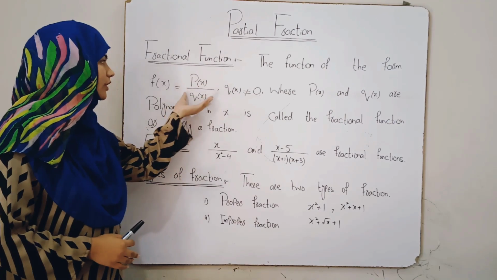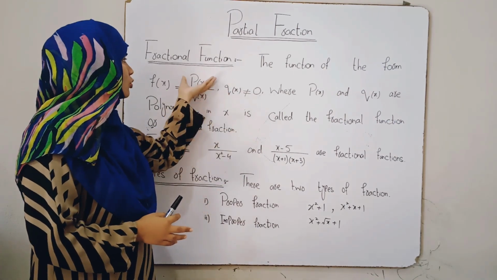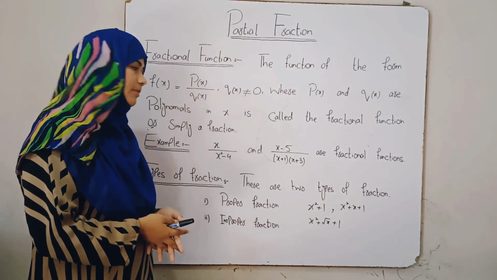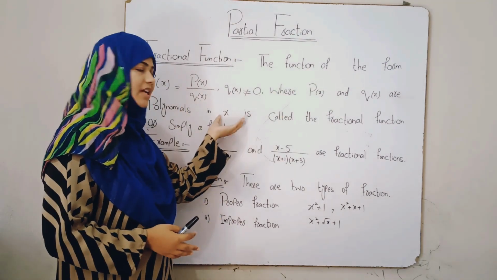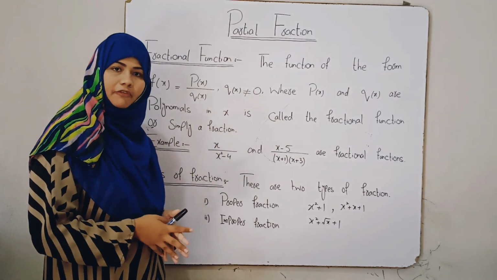of p of x over q of x, where q of x not equal to 0, means in numerator and denominator we have polynomials in any variable. Here we take the polynomials in variable x, is called a fractional function or simply a fraction.